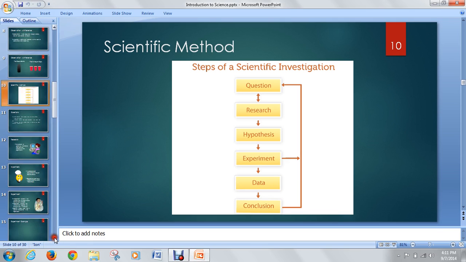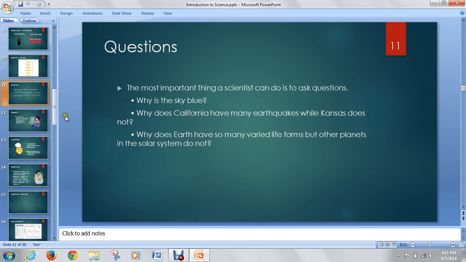Okay, so let's go over those steps really quickly. So we have a question that we're trying to answer, right? So let's say we're trying to answer, why is the sky blue? Or, why does California have so many earthquakes, right? It's got to be a question that can be answered, right? Something that can be tested and answered in order to be a good question.